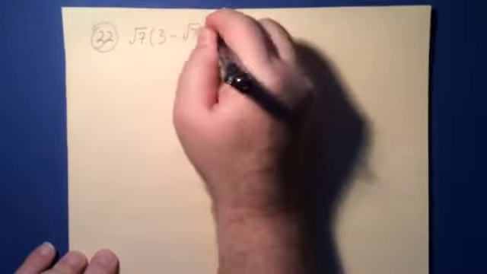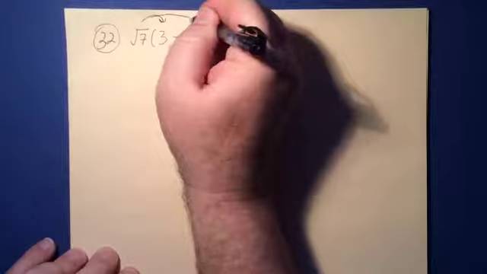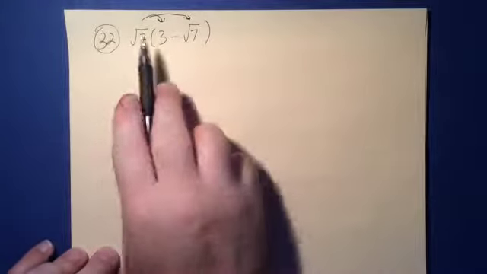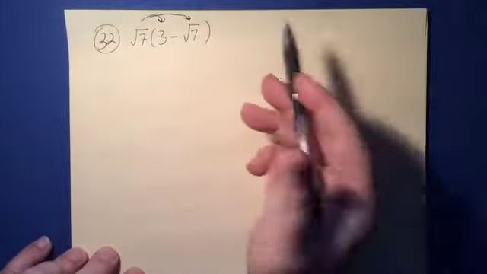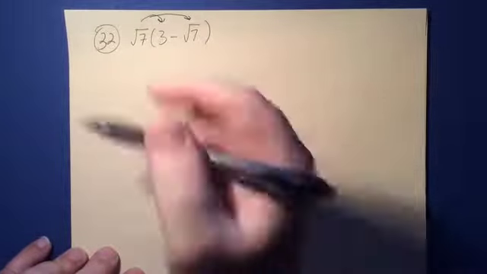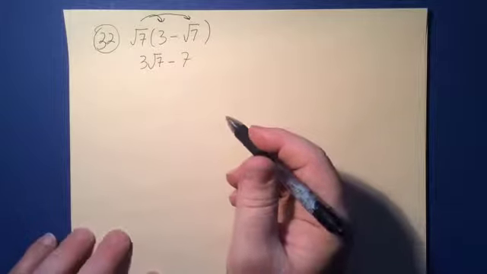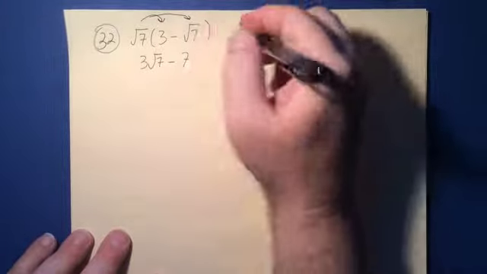So this radical 7, which is positive, we're going to distribute through here, and we're going to distribute through here. Well, radical 7 times 3 is simply 3 radical 7. Radical 7 times the negative radical 7, well, radical 7 times radical 7 is radical 49, or just 7. So this is going to be 3 radical 7 minus 7. And that's the answer in its most simplified form. Let's take a look at question number 34.